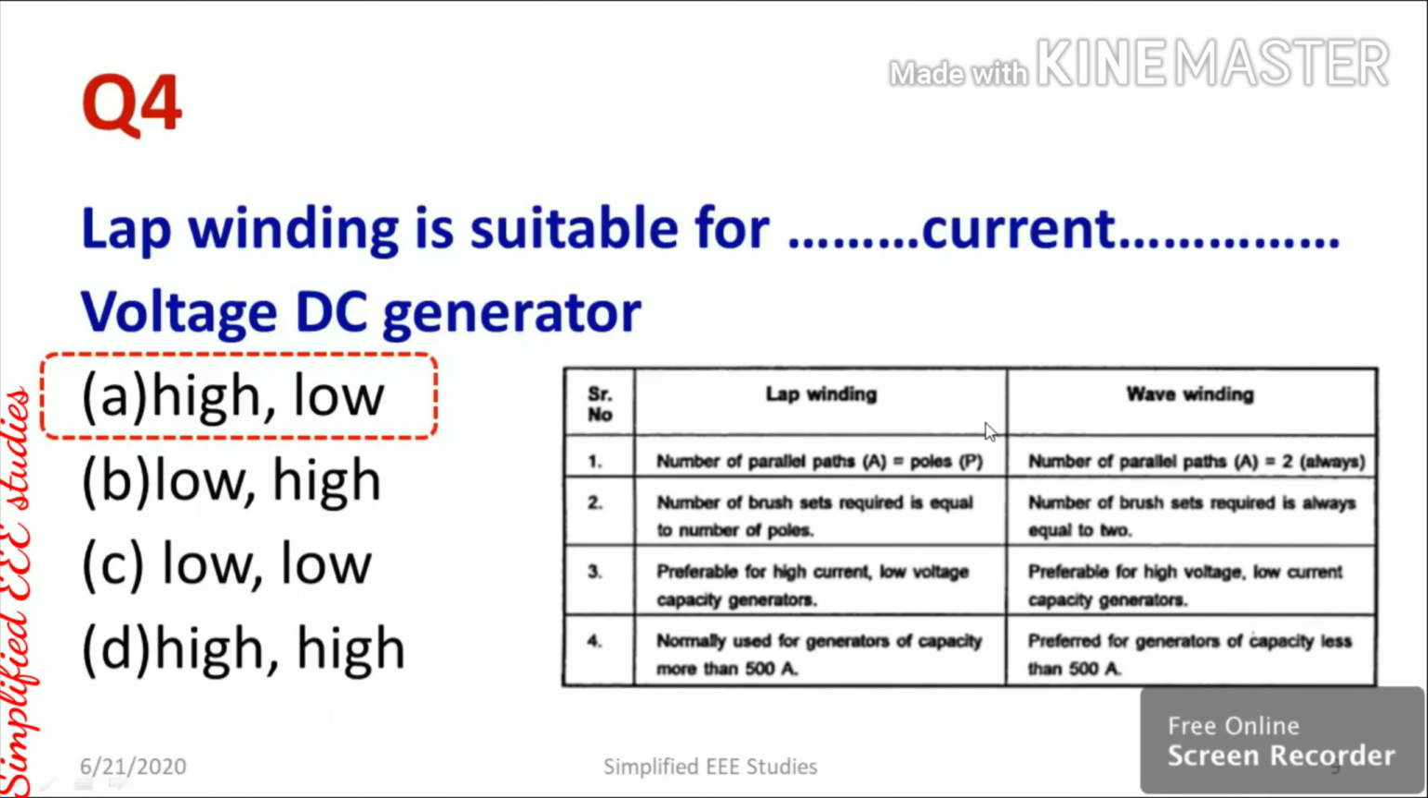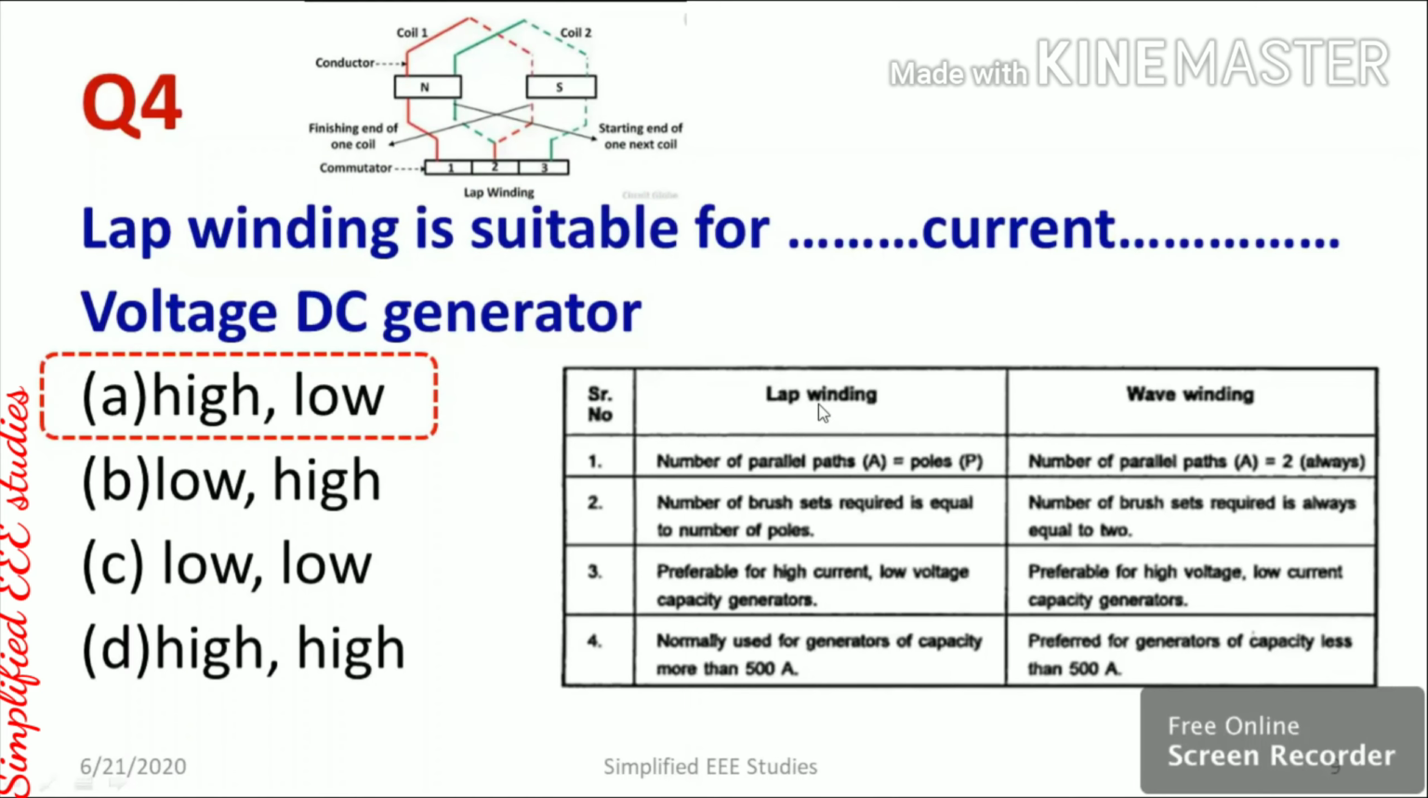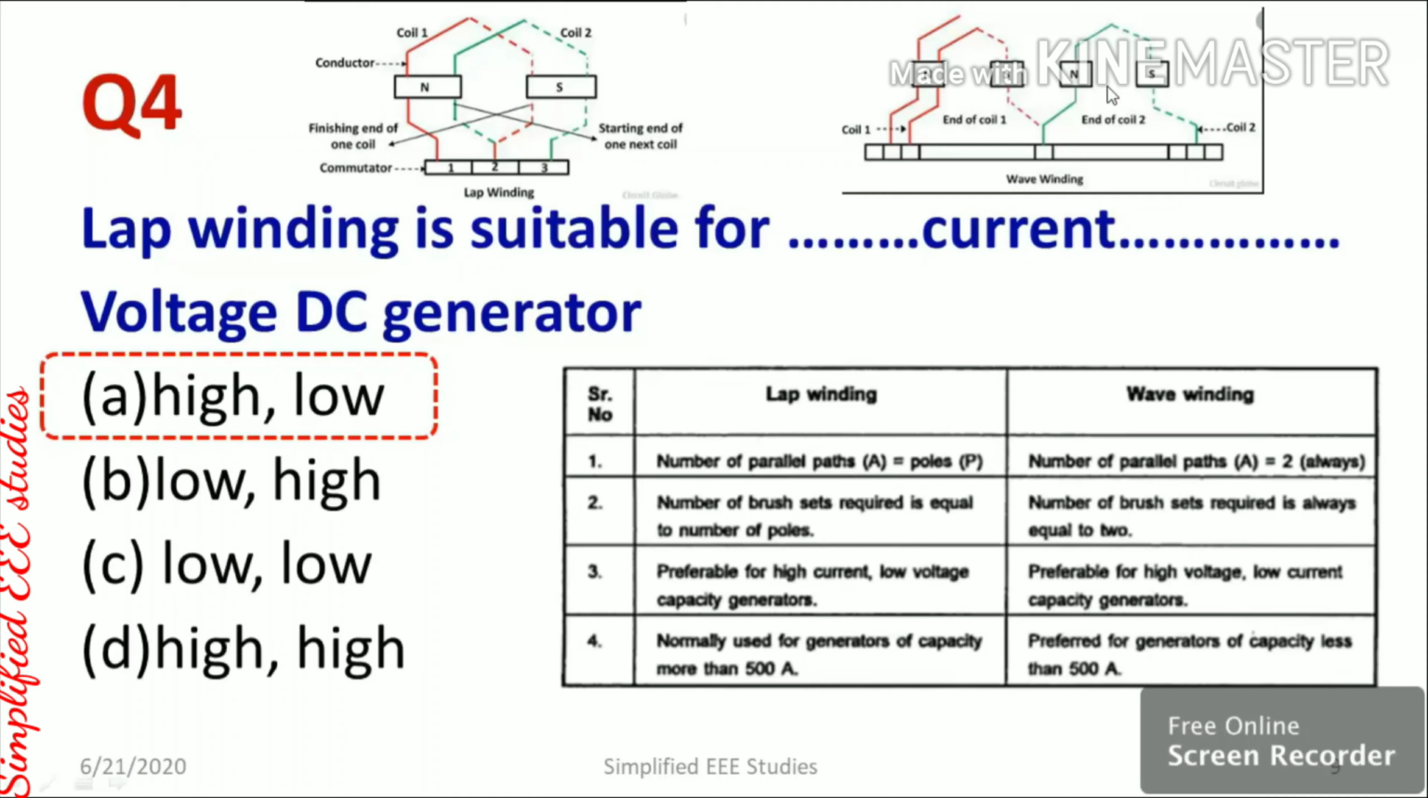So let us classify lap winding and wave winding, and discuss some points related to them. Regarding lap winding, the number of parallel paths, A, is equal to the number of poles, whereas the number of parallel paths is constant for wave winding. You can observe the diagram of lap winding and wave winding separately. The number of brush sets required is equal to the number of poles in the case of lap winding, whereas for wave winding the number of brush sets required is always equal to 2, constant.